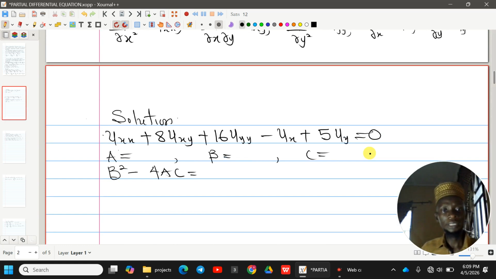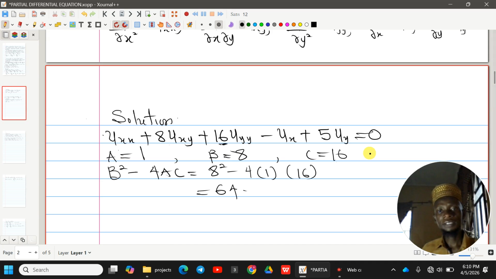Now, the coefficient of the u subscript xx is 1 here. Put your 1 here. But my b here is what? The coefficient of the u subscript xy. This one is 8. And my c here is what? 16. Okay. Now, b squared minus 4ac. A is 1, my c is 16, right? This one can be 8 squared, which is 64, minus 4 times 1 times 16, which is 64.